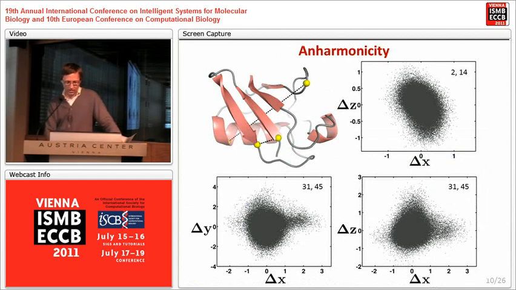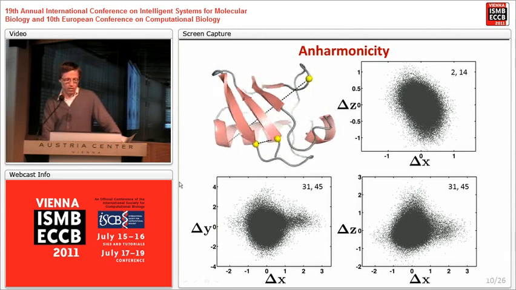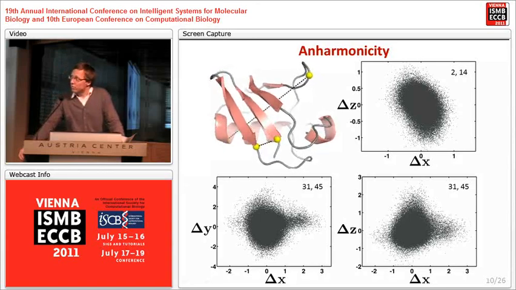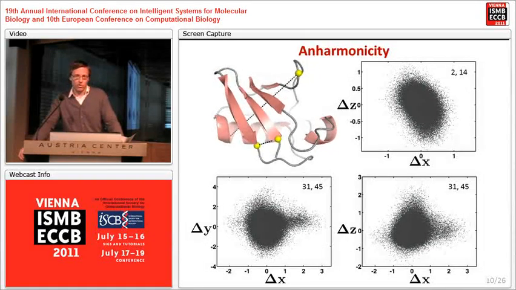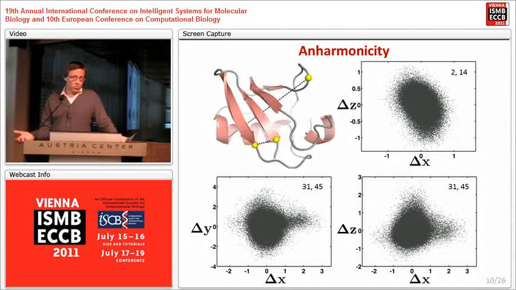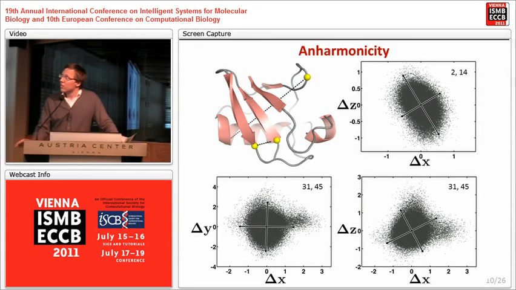So just to motivate exactly what that means, I'm going to show you the same movie from before, but now 4 of the alpha carbons are highlighted with yellow spheres. And the 3 other panels are the joint distributions of their spatial deviations. If I use principal component analysis, which is a second-order method, I'm essentially fitting the best fit ellipse to these distributions. And maybe that's okay for some of these distributions, but not for all.